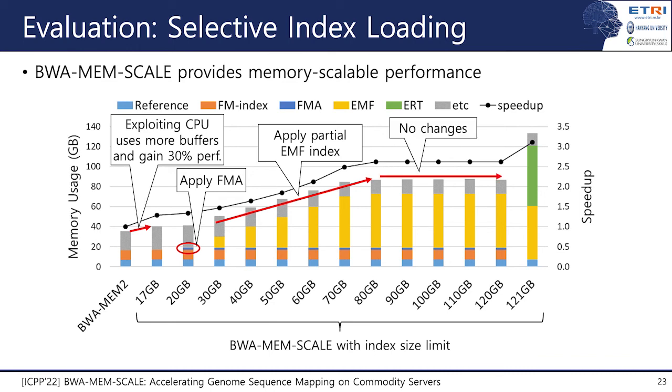When the memory limit is more than 80 GB, BWA-MEM-SCALE does not change the index selection until 121 GB of memory is given. And finally, with 121 GB of memory, BWA-MEM-SCALE applies enumerated radix tree and removes FM index accelerator and gains additional 49% of performance improvement.